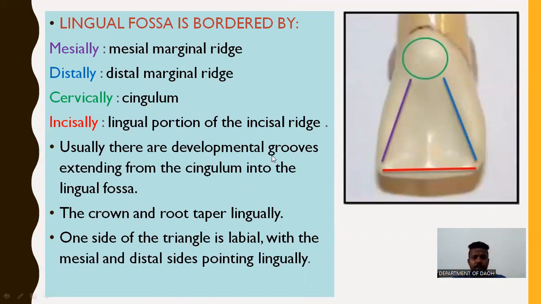Usually there are developmental grooves extending from the cingulum into the lingual fossa. You can see the developmental grooves from the cingulum into the lingual fossa, and the crown and root taper lingually, like a triangle. It tapers lingually. This is also important while carving to get the proper lingual aspect.